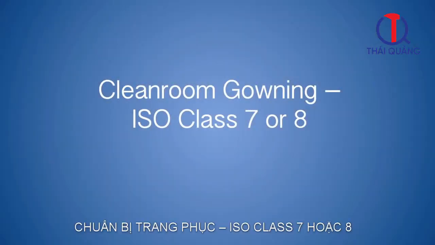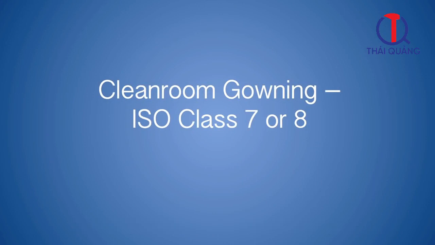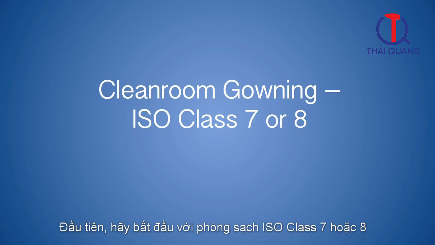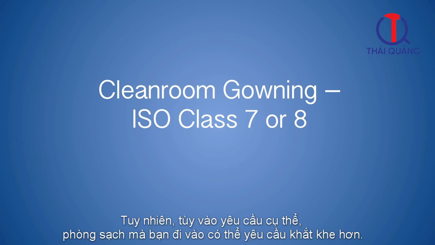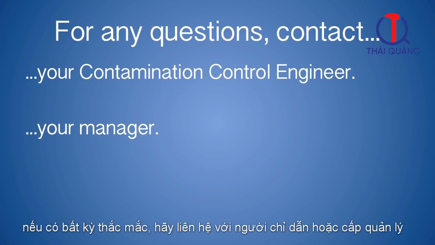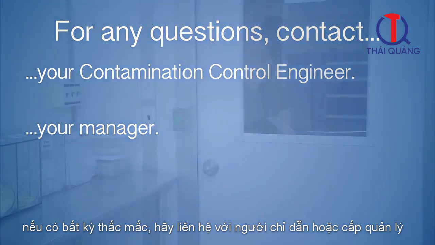Cleanroom gowning, ISO Class 7 or 8. We are now ready to gown up for the clean room. First, we will go over the gowning typically used for an ISO Class 7 or 8 cleanroom environment. However, your specific environment may require more stringent controls. Always check with your contamination control engineer or manager.